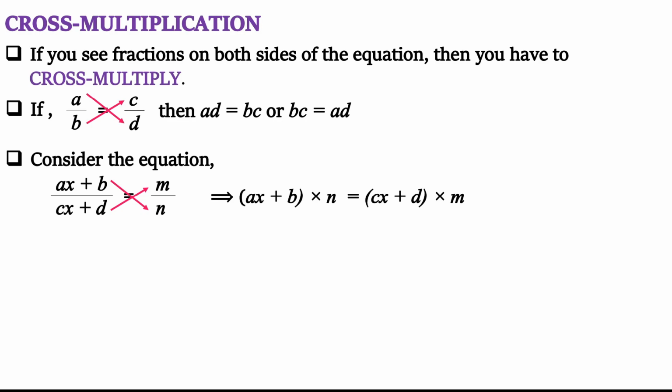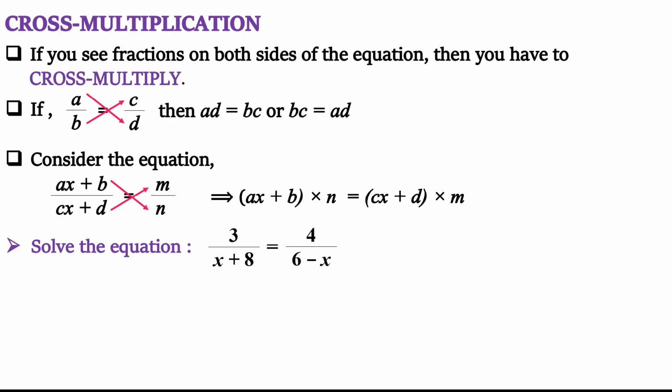Whenever you have a binomial and you know that it has to be multiplied with a number or a variable, then you have to close that binomial in a bracket and then put the multiplication sign. The same goes for the other side also. cx plus d will be closed in a bracket and then multiplied by m. Let's solve an example. Let's take a question and solve it to understand it in a better way.